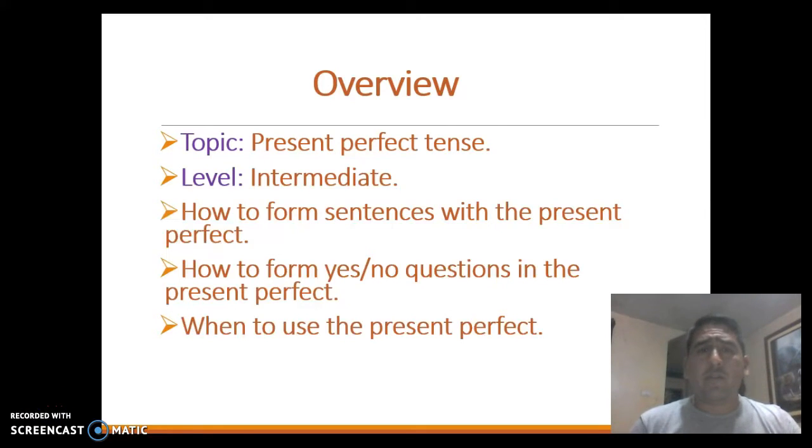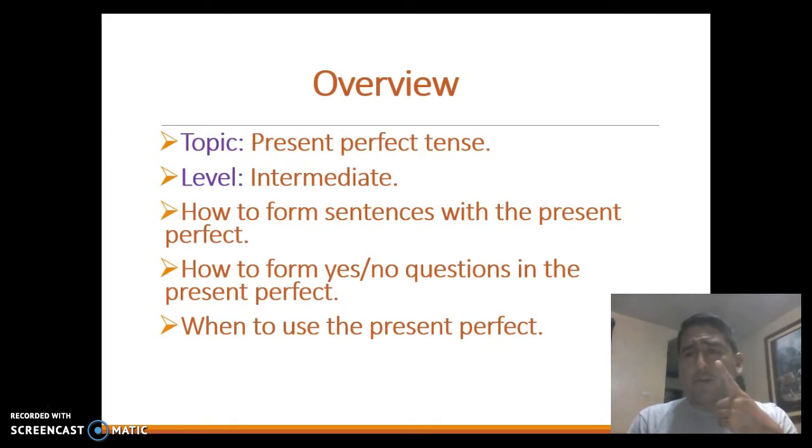I would like to start this short video by providing a short overview about the information that is going to be mentioned. The topic will be the present perfect tense and the level is going to be intermediate level. I'm going to talk about how to form sentences with the present perfect, how to form yes/no questions in the present perfect, and when to use the present perfect, or reasons to use the present perfect.